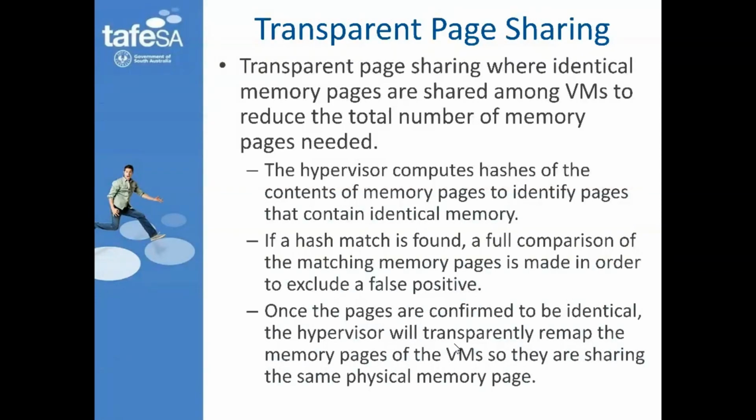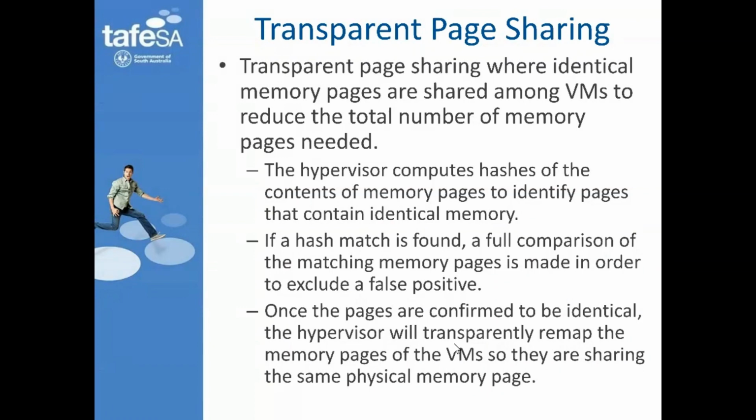Let's continue. The hypervisor computes hashes, so that's what it's comparing, at the bit level. If you don't know what a hash is, it's an algorithmic function that takes the bits and ends up with an answer. If it does the same thing with this other part of memory and gets the same answer, that means they're identical.